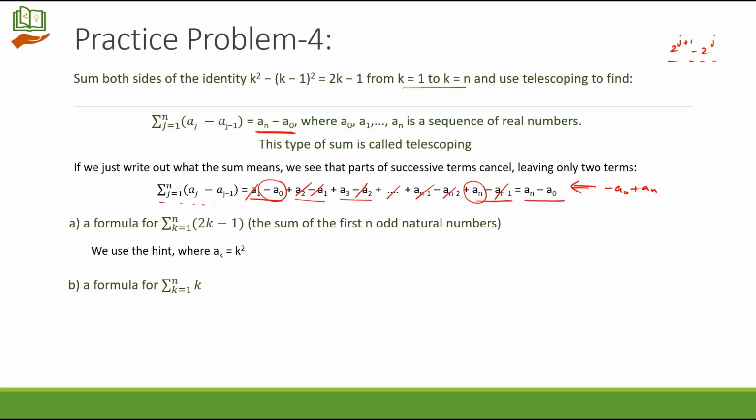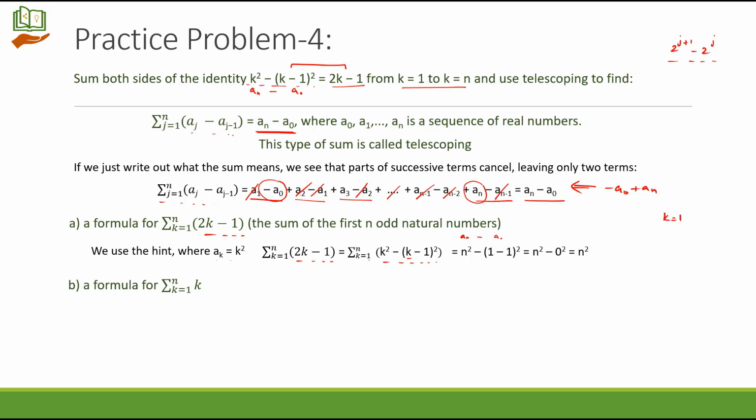We use the hint ak is equal to k square. They are taking the first term here as an and the final term here as a0, which is in the form of an minus a0. So they are taking it as the solution of this particular telescoping series. So from this, what is ak? It is k square. We know 2k minus 1 is equal to k square minus k minus 1 the whole square. So instead of this particular term, we are substituting it with this particular term. So take this to be an term minus a0 term. So this k will be running from 1 to n.